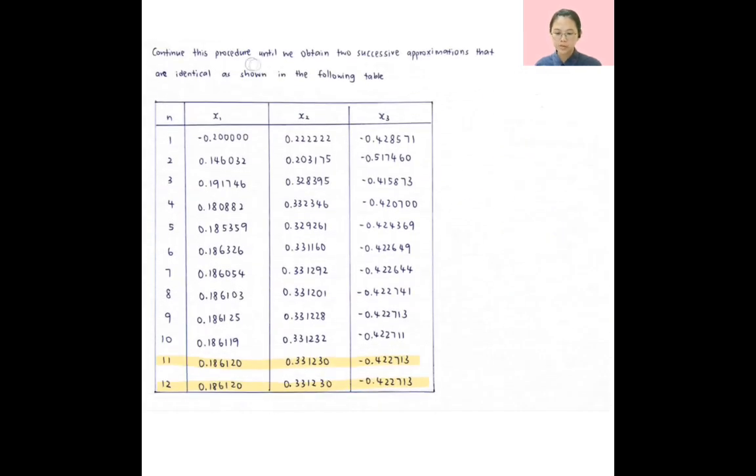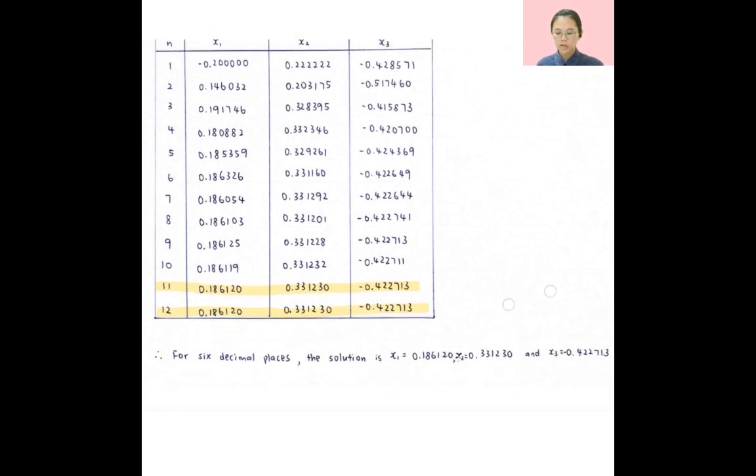Continue this procedure until we obtain two successive approximations that are identical, as shown in the following table. For 6 decimal places, we can conclude that the solution is x1 equal to 0.186120, x2 equal to 0.331230, and x3 equal to negative 0.422713.